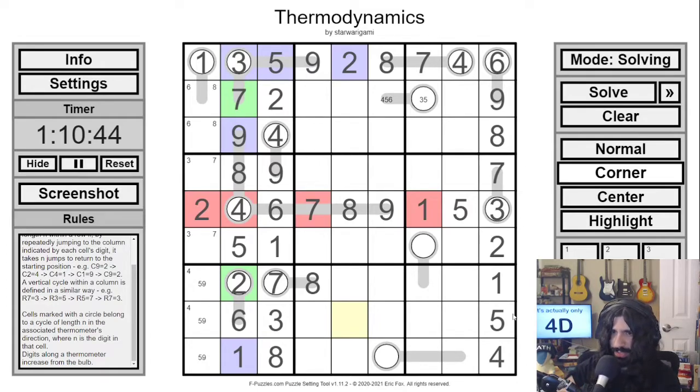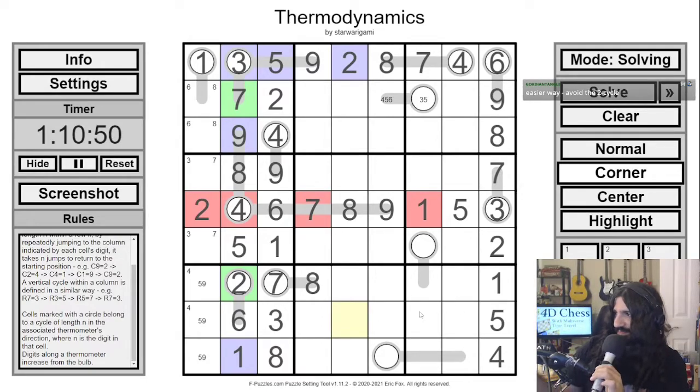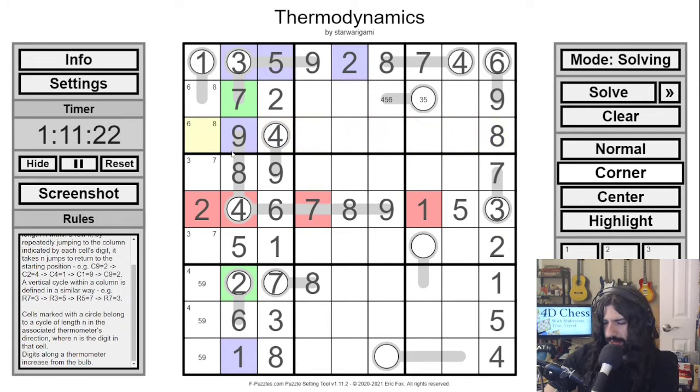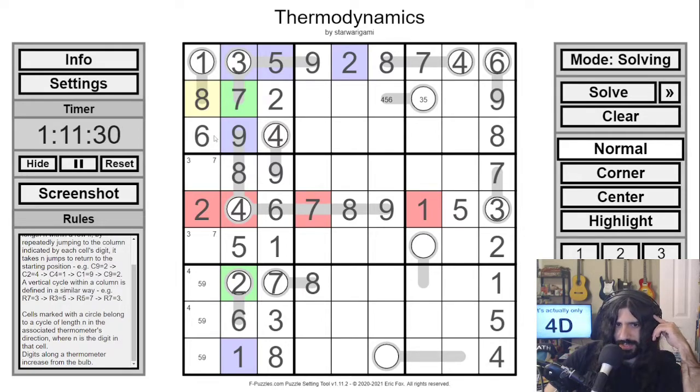I think that's worked. Okay. That probably gives us a lot, right? Yeah. Okay, this is a 6 because of this 8. This is an 8. Don't have any other cycles here though. 3, 7, 4, 5, 9.